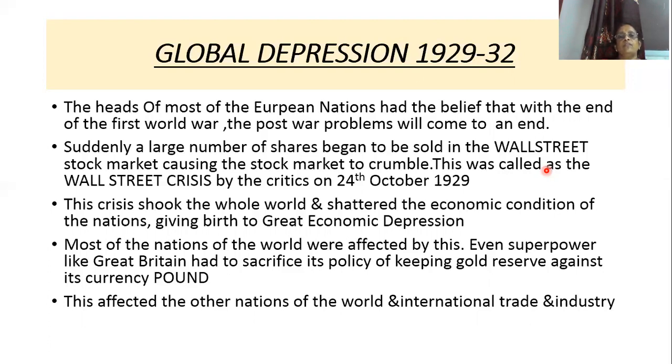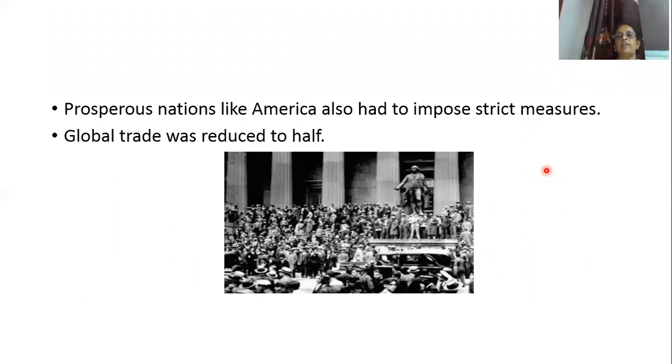So what were the effects of this global depression? It shook the whole world and destroyed the economic conditions of the world, and that led to the economic depression. Most of the countries of the world were affected by this. Even superpowers like America and England also had to suffer, and Britain had to sacrifice its policy of keeping gold reserve against its currency, the pound. This affected almost all the countries of the world, and international trade and industry. And prosperous nations like America also had to impose certain measures, and international trade between other countries of the world was reduced to half. Here I showed the picture of that global depression.